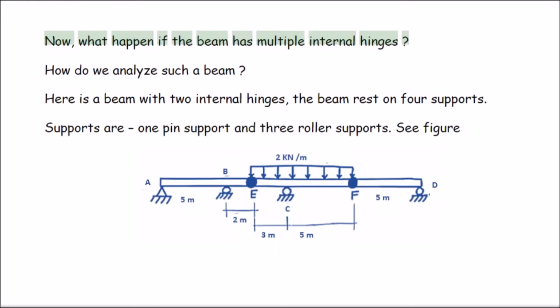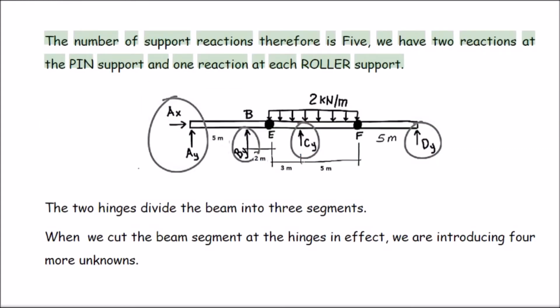Now, what happens if the beam has multiple internal hinges? How do we analyze such a beam? Here is a beam with 2 internal hinges. The beam rests on 4 supports: 1 pin support and 3 roller supports. See figure. The number of support reactions therefore is 5. We have 2 reactions at the pin support and 1 reaction at each roller support.